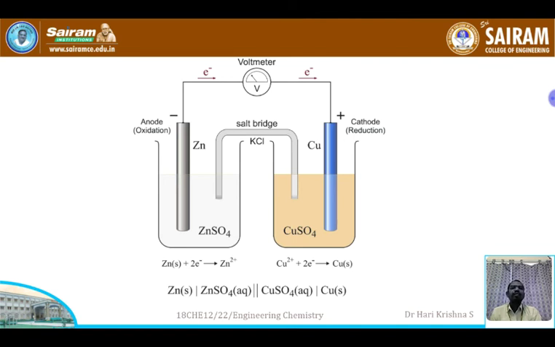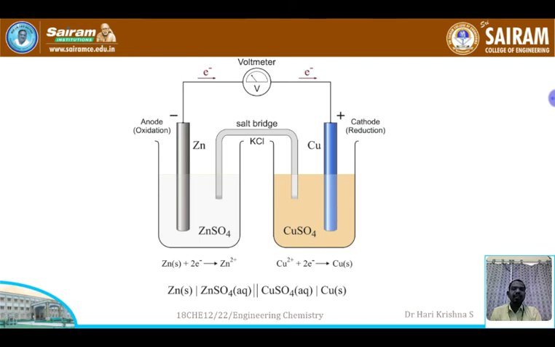So what is oxidation? Oxidation is loss of electrons. What is reduction? Reduction is gain of electrons. So anode is negatively charged, cathode is positively charged. Okay. So what is the charge of the anode in a galvanic cell?